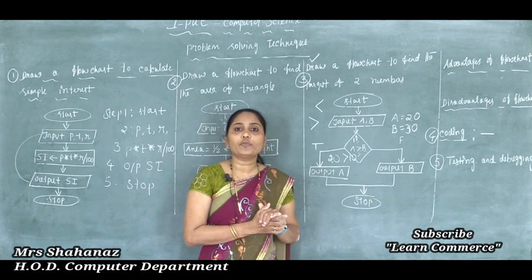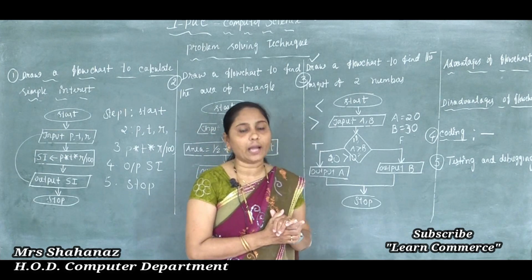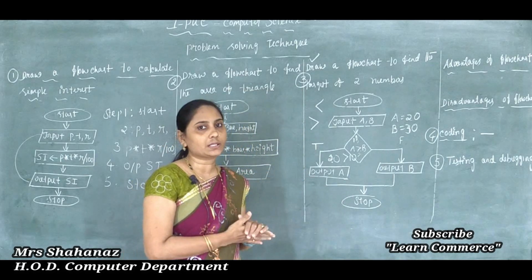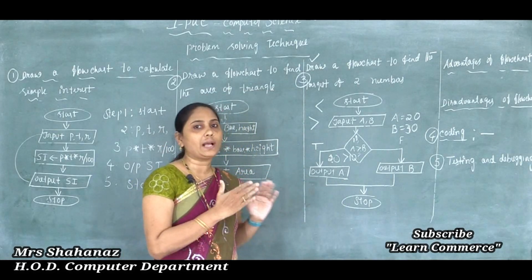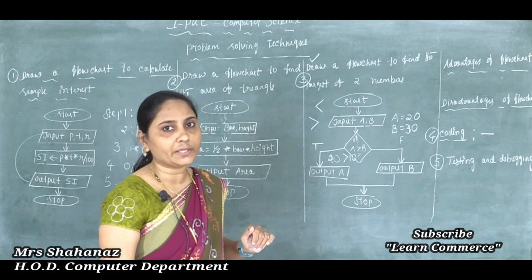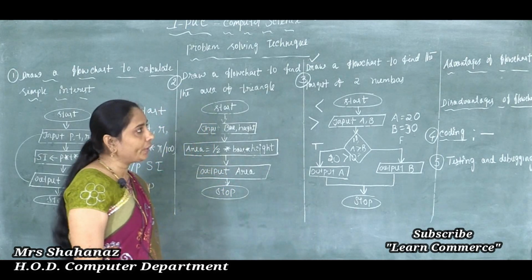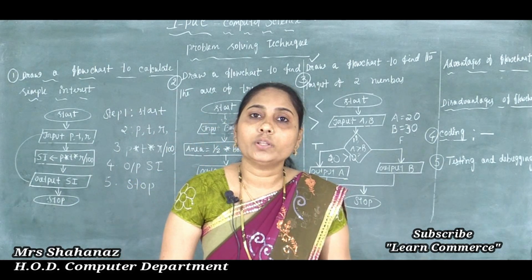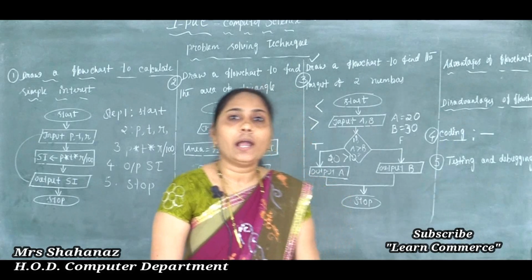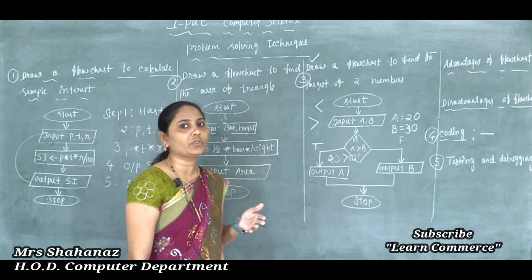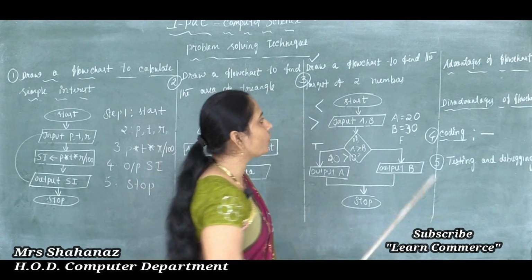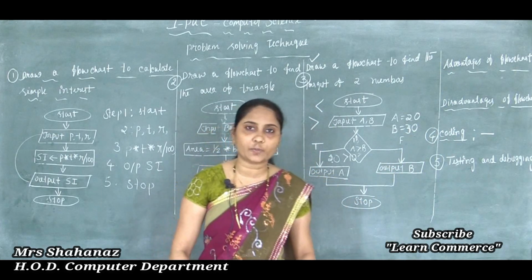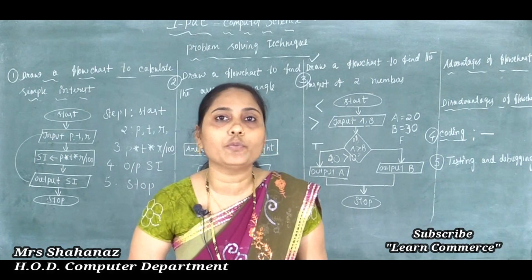Now the types of the flow chart. The types of the flow chart are the program flow chart and the system flow chart, and in the last class we already learned the meaning of the system as well as the program flow chart. Now, after understanding the meaning of the flow chart, its types, and some important notes, we are going to move on to the advantages of the flow chart.